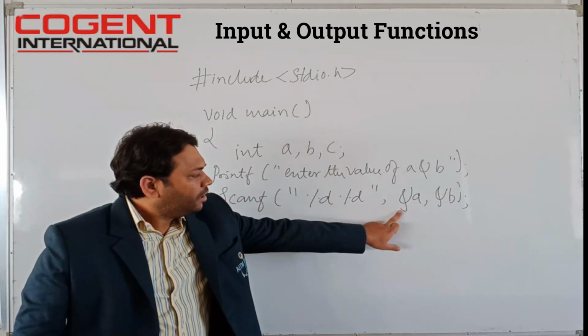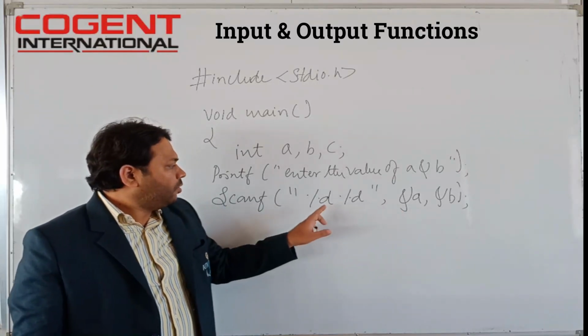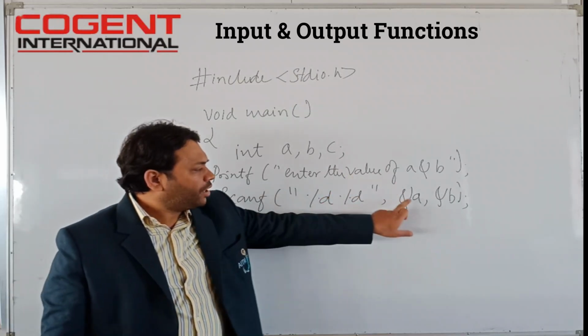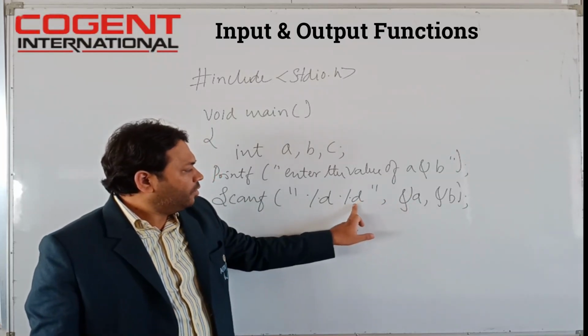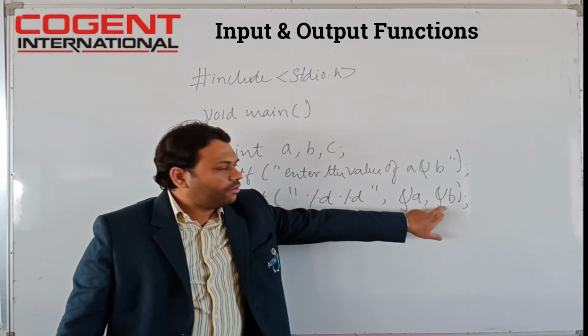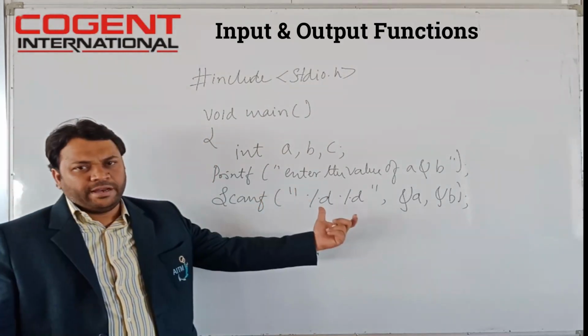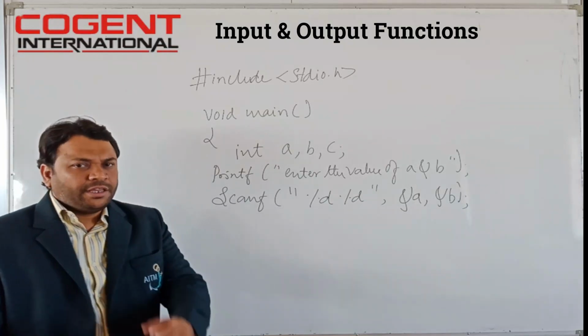The ampersand symbol indicates the address. So whatever value is read from the keyboard is stored into the address of the variable a, and the next value which is read is stored into the variable b. Now I have read the two values. Now what do I need to do? I need to perform the addition between these two numbers.